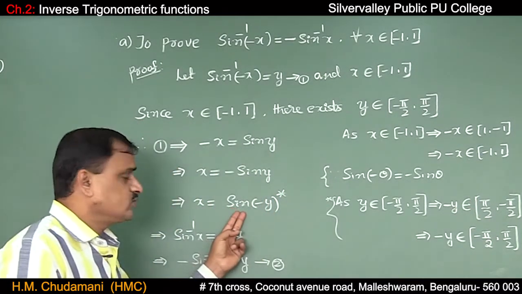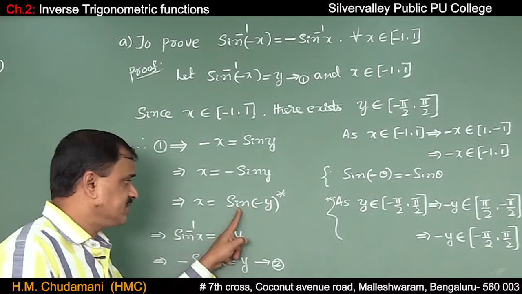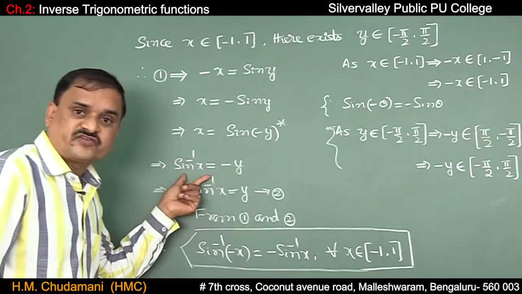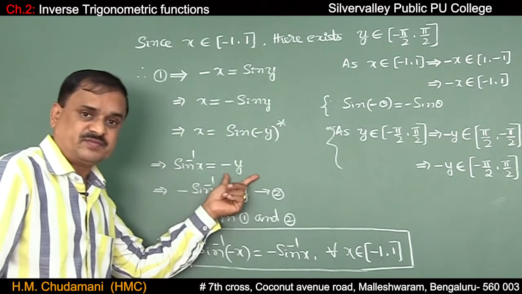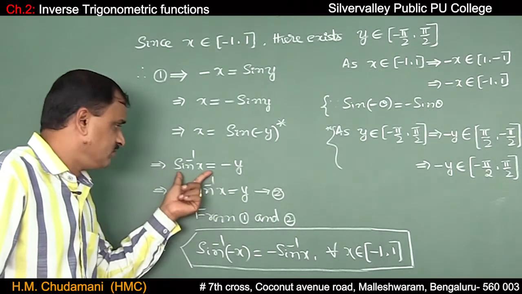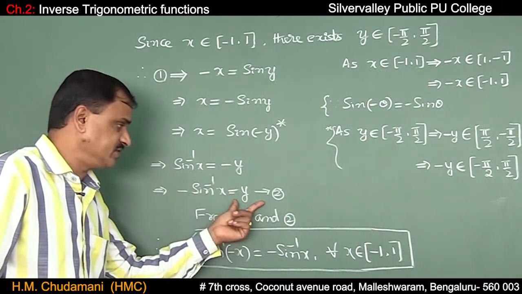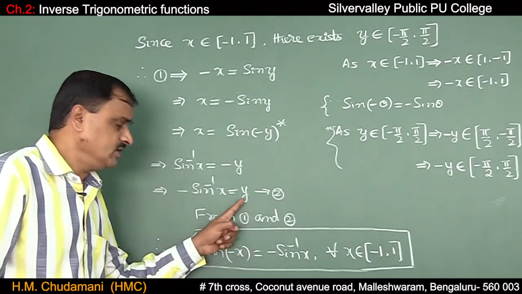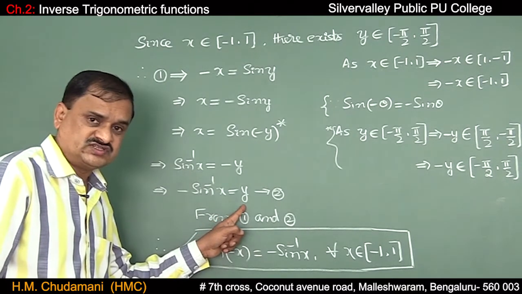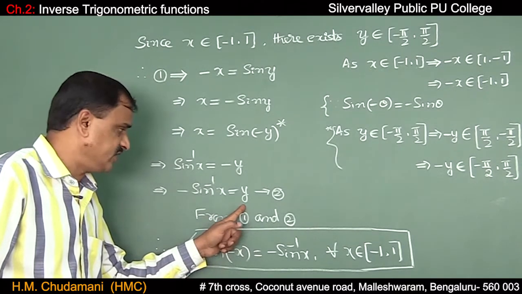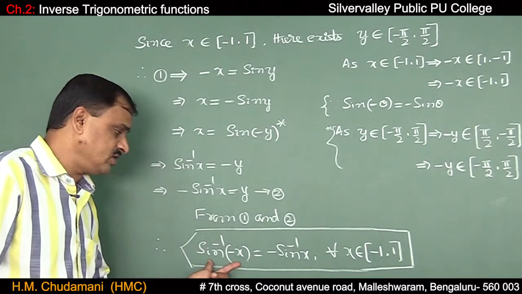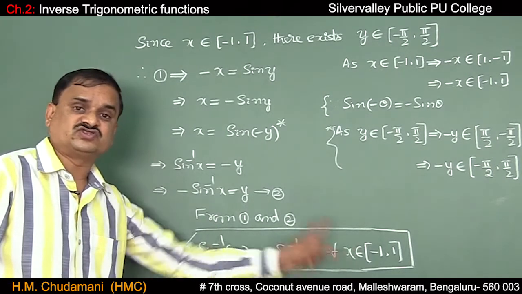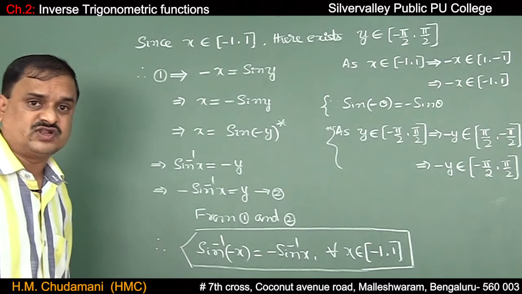So x equals sine of minus y, and the inverse of the function exists. Sine inverse x is equal to minus y. Multiply with minus sign, so minus sine inverse x is equal to plus y. Say equation 2. From 1 and 2, both are y only. So since the RHS are equal, the LHS can be equated. Therefore, sine inverse of minus x equals minus sine inverse x for all x belongs to the closed interval minus 1 comma plus 1.